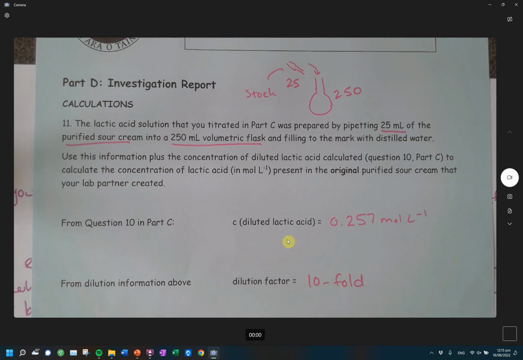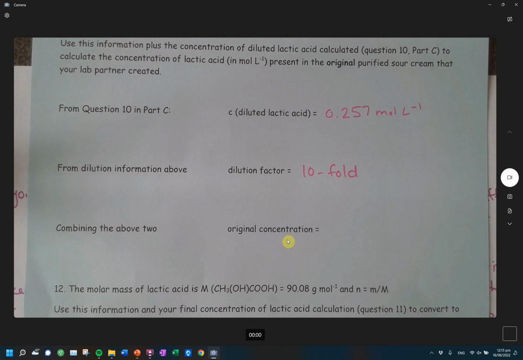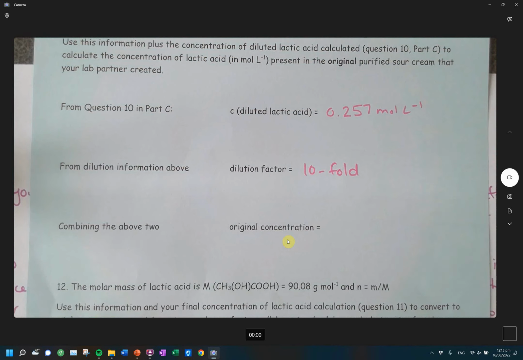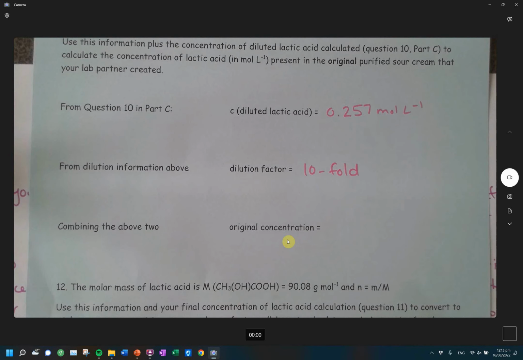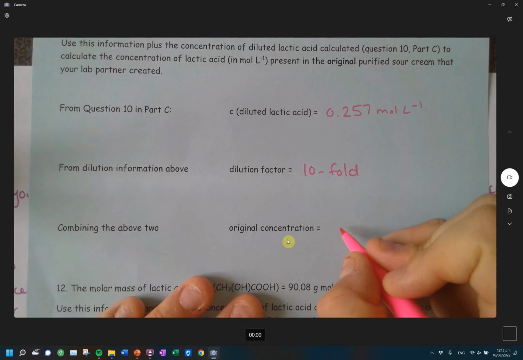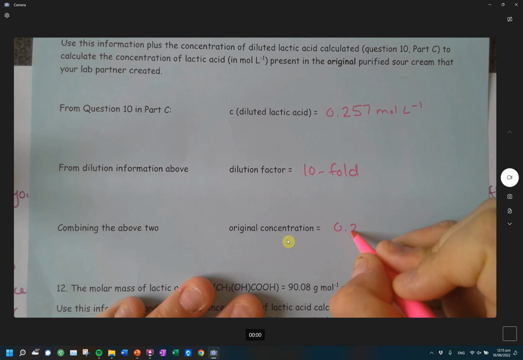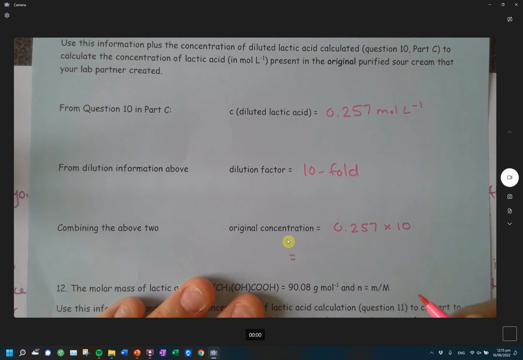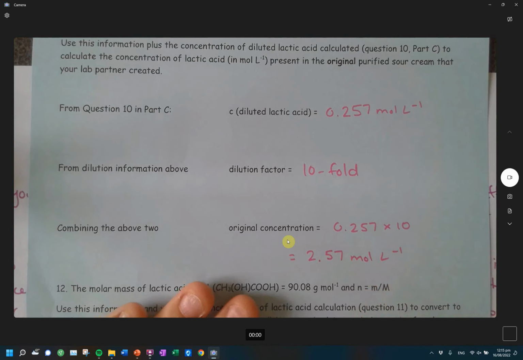Are you okay with how we did that? That's just a nice little recap from part A. All right. Then what I want to do is figure out my original concentration. So I need to take this number and multiply by what I found as my concentration to figure out the original. So I would do 0.257 times 10, and I would get my original concentration is 2.57 moles per liter.